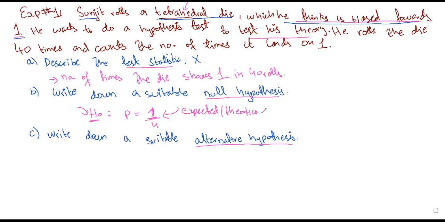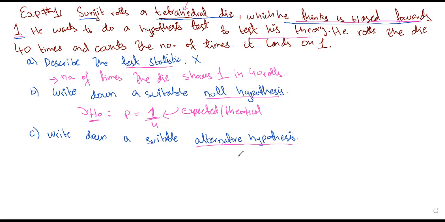The theory is that there will be a greater chance for the die to land on 1, so it'll be greater than 0.25. Excellent, very well done. Yes, you're 100% correct. Okay, let me just write that down.